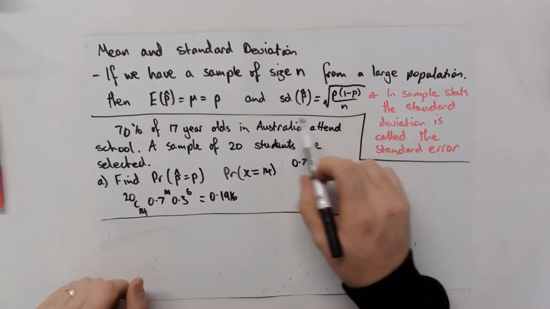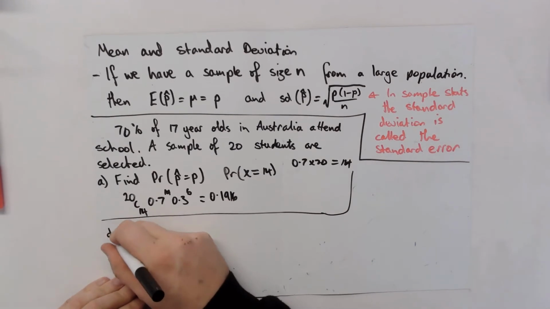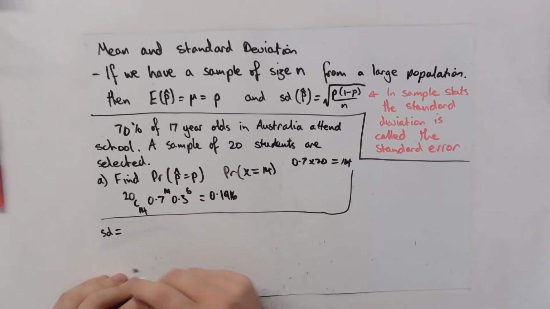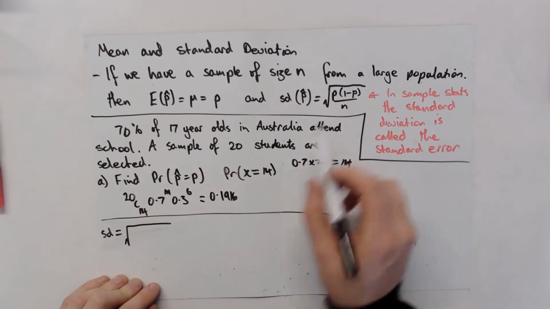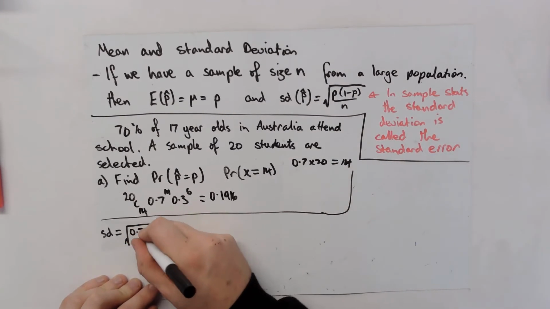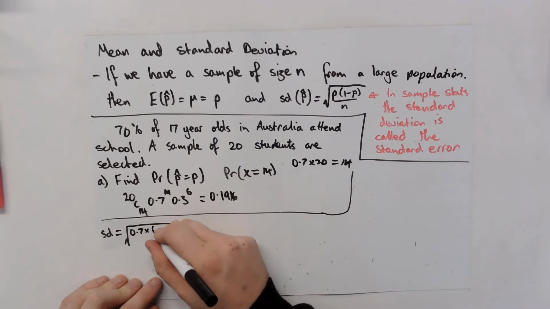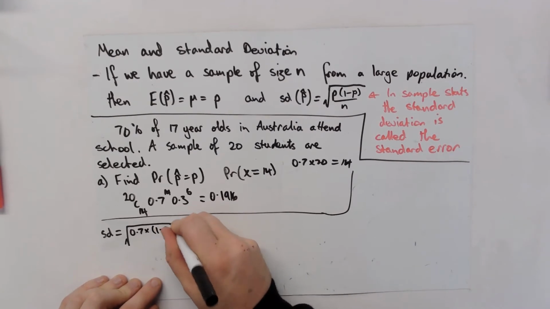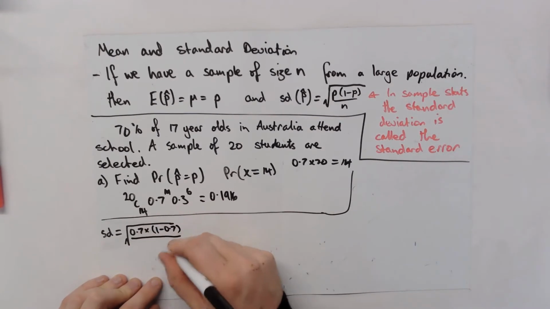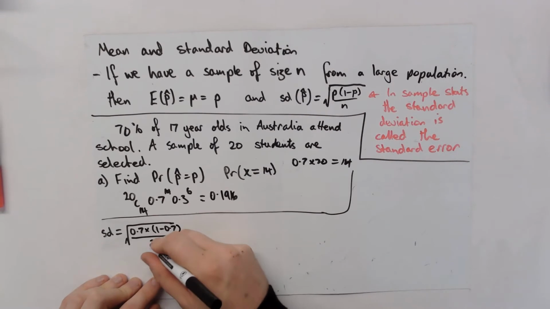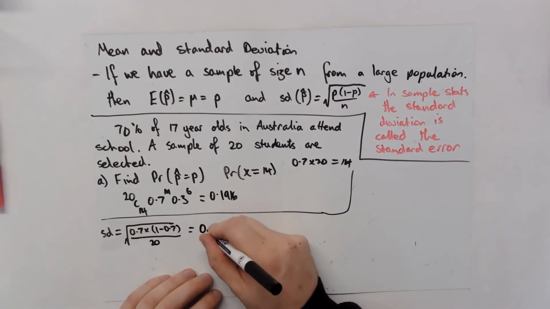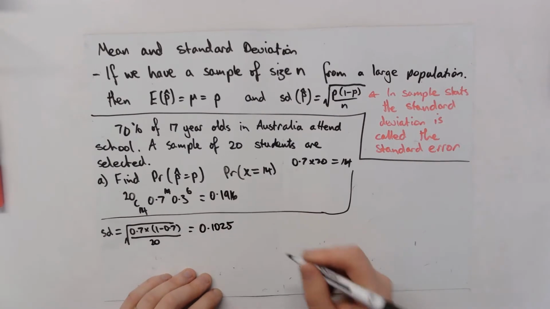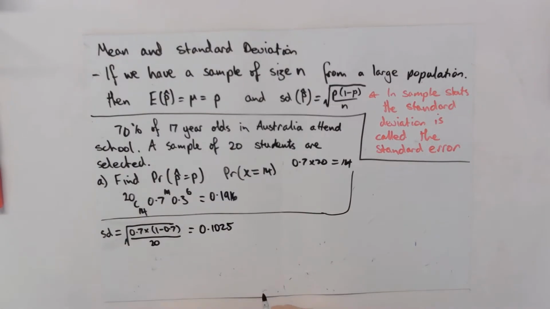So for our standard deviation here, we're using our sampling error, which is our standard error. So we've got p, which is 0.7, times 1 minus 0.7, over n, which is our sample size of 20. When we calculate that, we find that we get 0.1025.